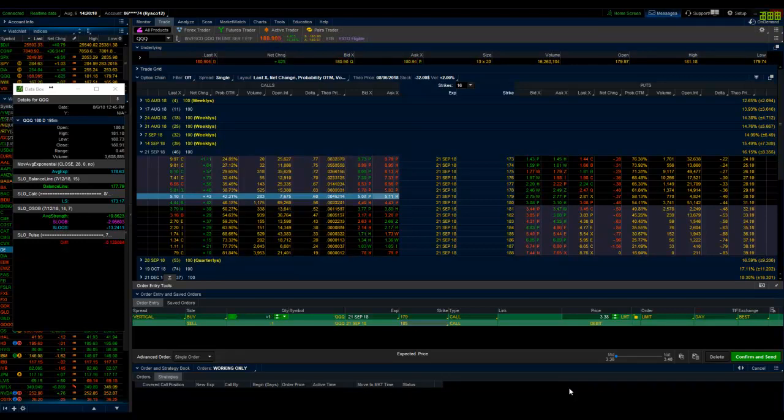It's still a bullish position. I still want QQQ to move to the upside. I still have a tremendous amount of profit potential. I'm just able to reduce my risk somewhat by using the call spread. Again, there's no right or wrong answer here. It just depends on how much risk you want to take at this point.